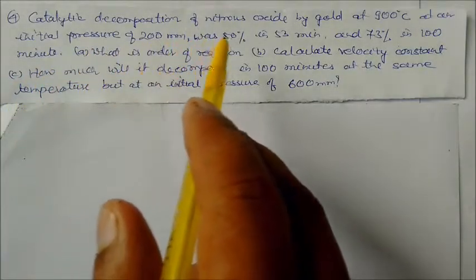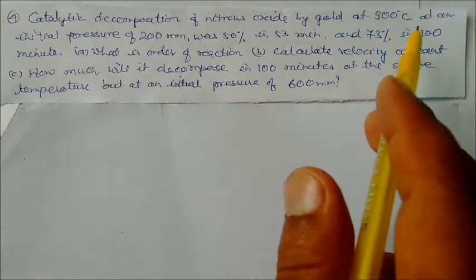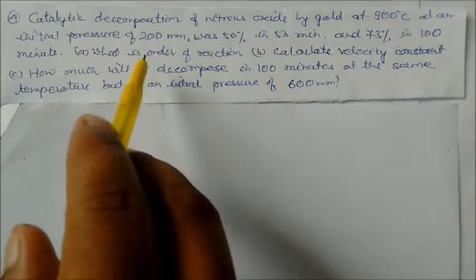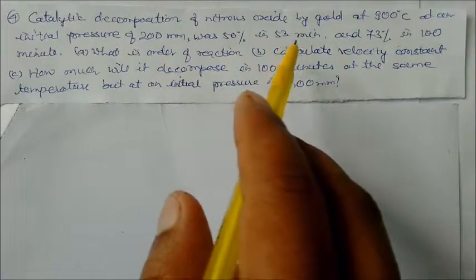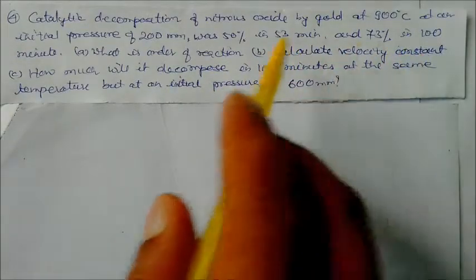Catalytic decomposition of nitrous oxide by gold at 900 centigrade at an initial pressure of 200 mm was 50% in 53 minutes and 73% in 100 minutes.